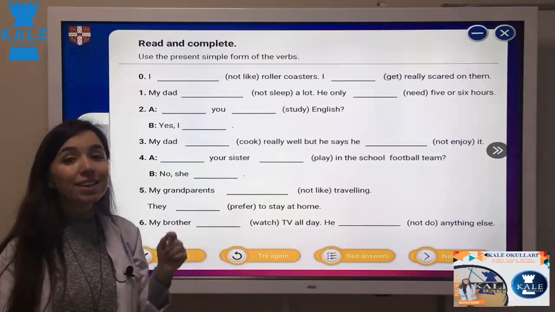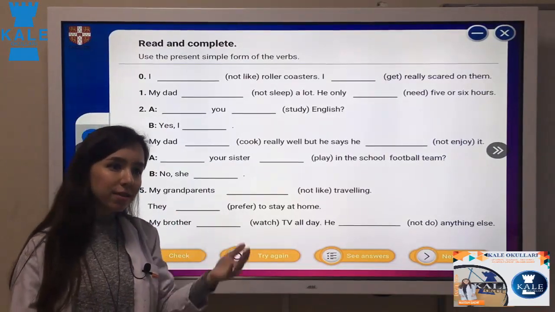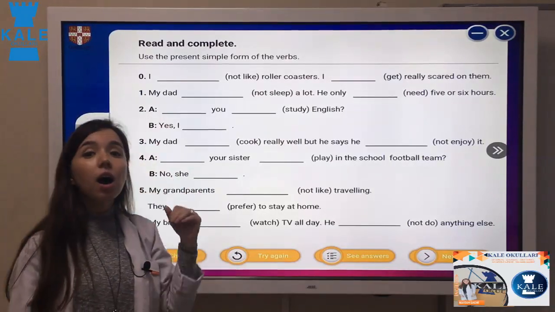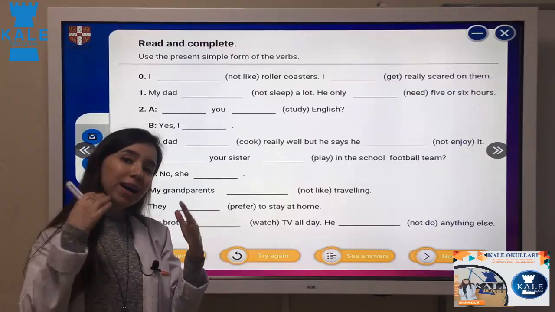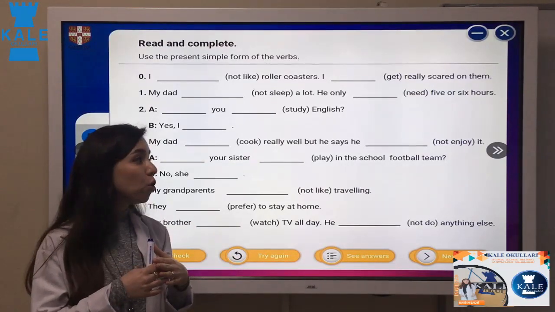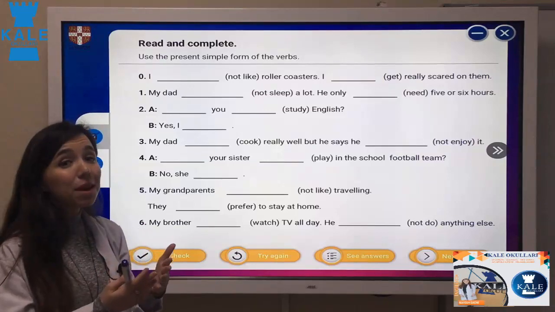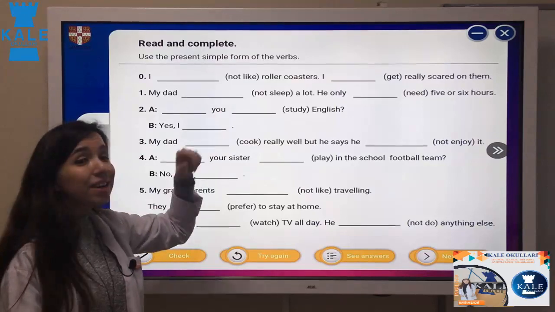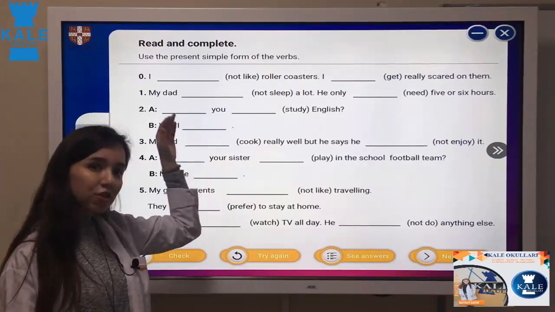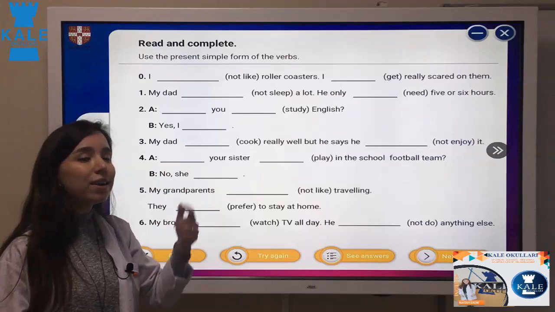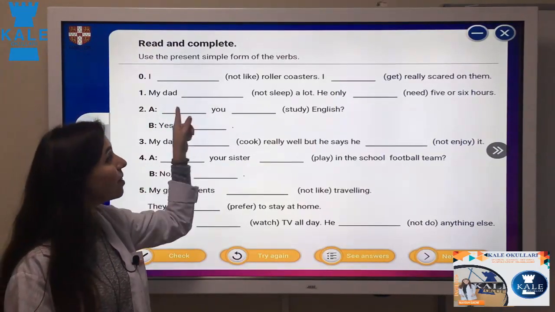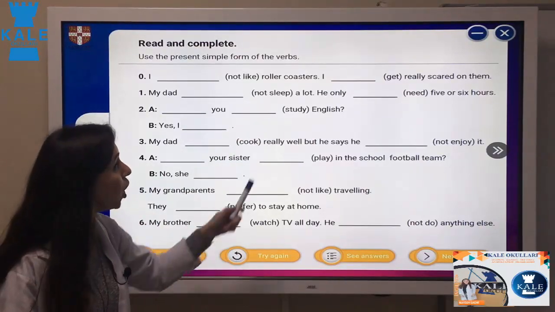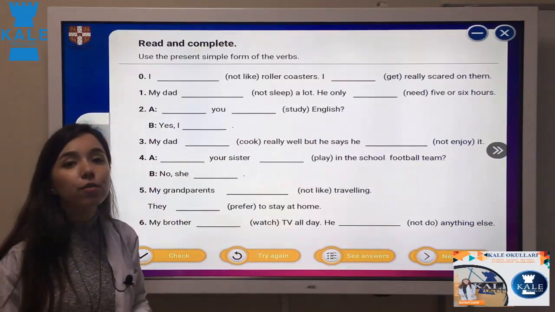My dad is he. Yes, so you know for the third person you are going to put S or ES at the end of it. In the other unit, in the other video, if you remember, I explained all of them in the best way, before your understanding. Because of that, now I'm not going to write anything, I just want to do the exercises to remember all of them. So, my dad doesn't sleep. Why doesn't? Because we have negative form here. Here we have not. He only needs 5 or 6 hours.